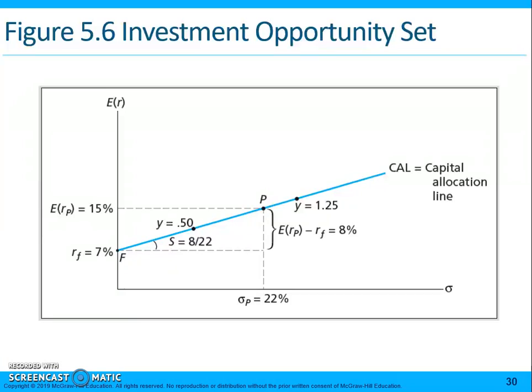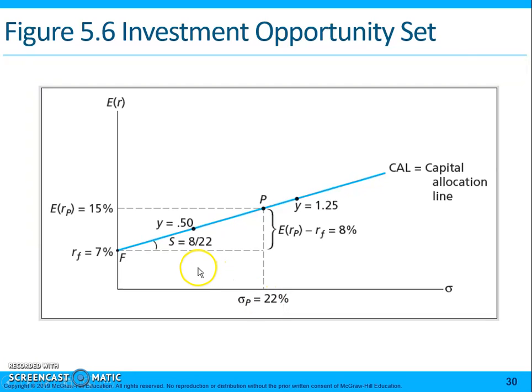Figure 5.6 represents an investment opportunity set. In this, we'll always have the expected return on the y-axis and standard deviation on the x-axis. What we're doing here is deriving the capital allocation line for this specific portfolio and risk-free asset. The risky portfolio has an expected return of 15%. We've got a risk-free rate of 7%. Our risky portfolio has a standard deviation of 22%.